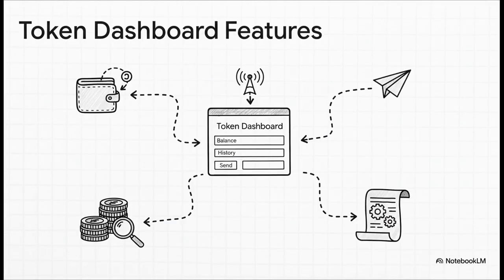So this is our map. We're building a token dashboard, and it's going to have 5 core capabilities. We're talking wallet connection with Freighter, viewing your XLM and token balances, sending payments, interacting with a real Soroban smart contract, and even seeing a live transaction history. Seriously, by the end of this, you'll have a handle on all the essential skills for dApp development.